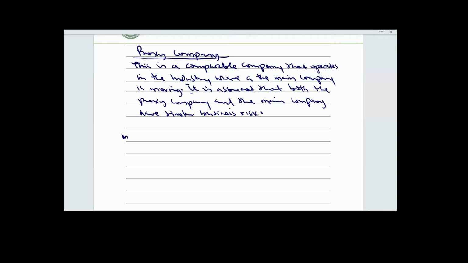So those companies that are already operating in the oil and gas are what we call comparable companies or proxy companies. They are comparable companies that operate in the industry where a company is moving to. So that is what a proxy company is all about.